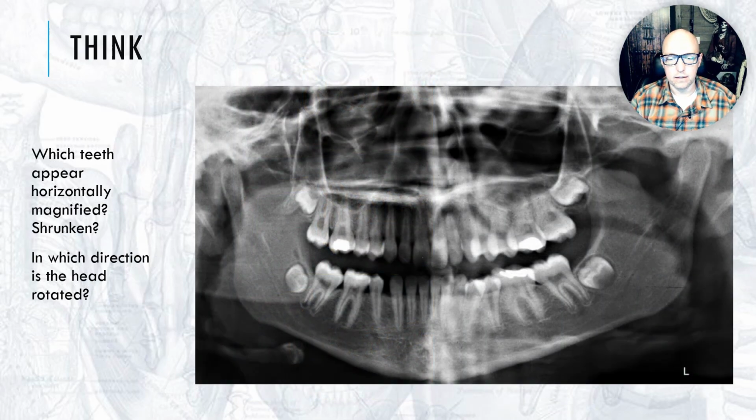In this case, which teeth appear horizontally magnified? Compare right to left. This is how you look for rotation of the patient, so head rotation like this. The side that's magnified should be what? Closer to the point of rotation or closer to the sensor? If it's magnified, magnification is closer to the point of rotation. So the right side was closer to the point of rotation.